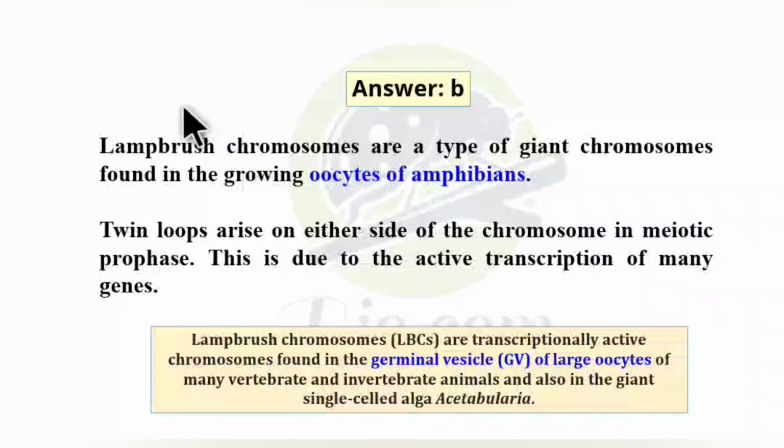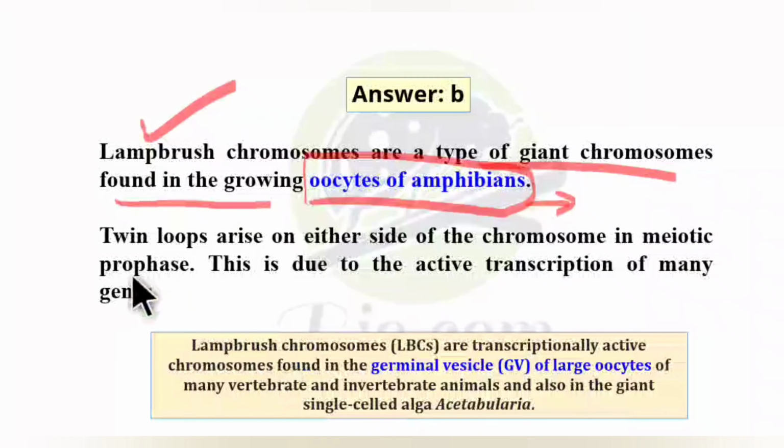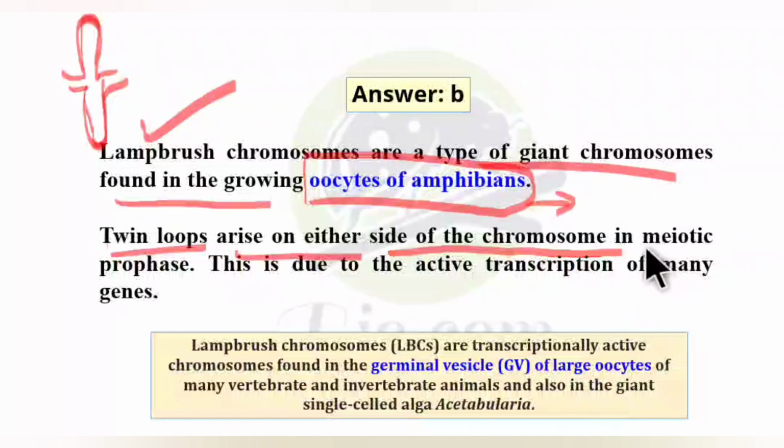So basically these Lampbrush chromosomes are a type of giant chromosome found in the growing oocyte of amphibians. So you have to remember the occurrence also. Now the twin loop arise, as I have already mentioned the structure. So this twin loop like structure on either side of the chromosome is for the active transcription of many genes.